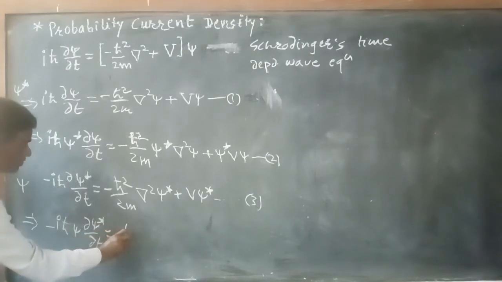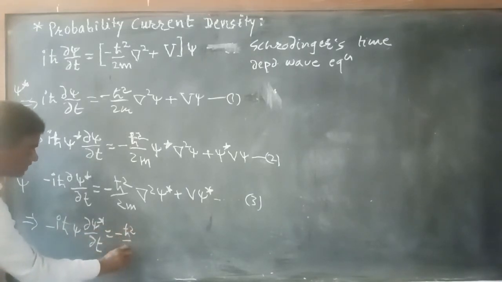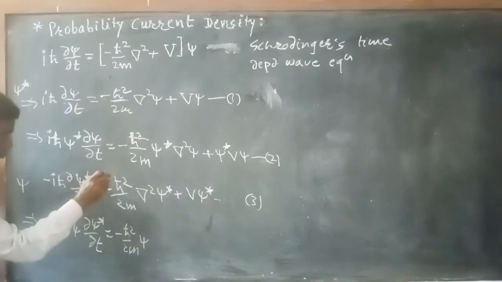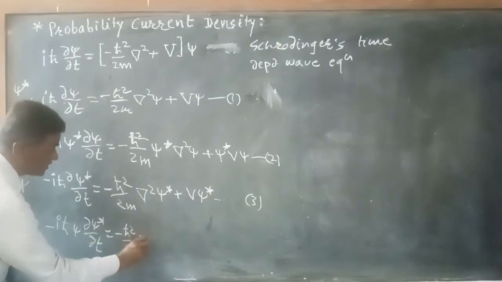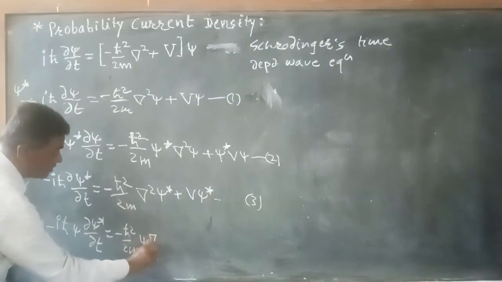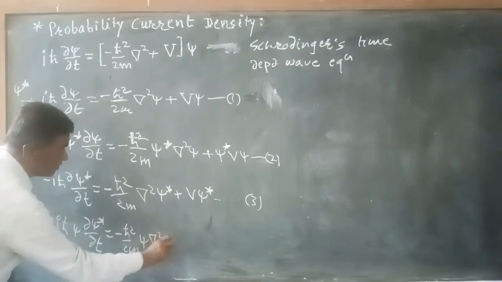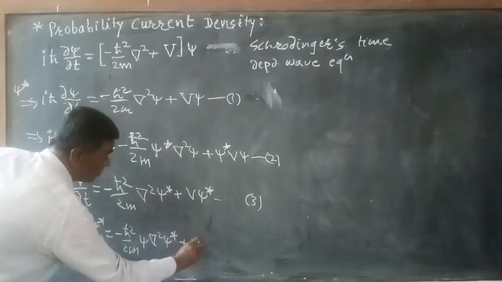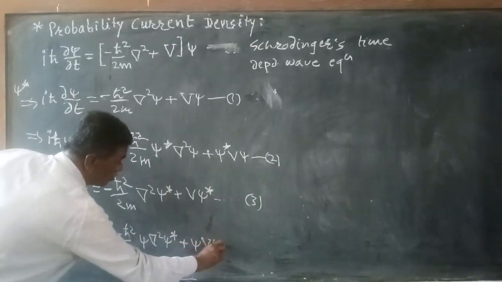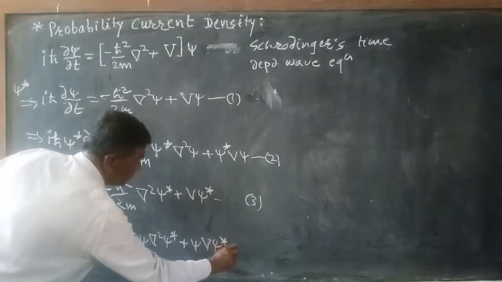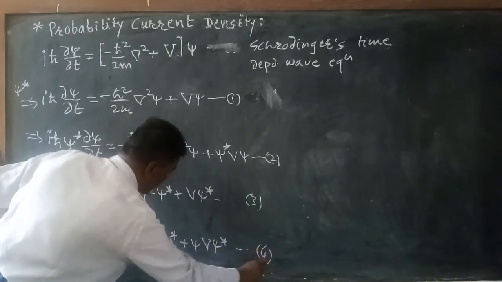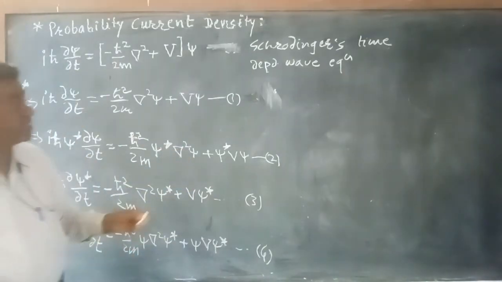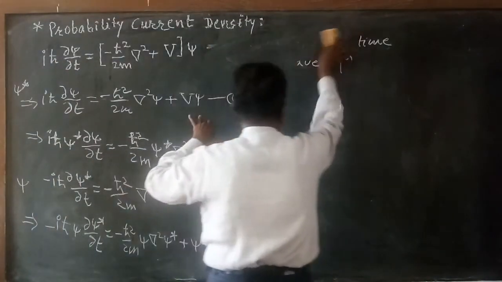minus h cross square, constant term take as it is, and here is nothing but psi. Multiplying this equation by psi to the left side, we are getting this equation: psi, then del square as it is psi star, plus again here psi V into psi star. So this is equation number 4. So what we are getting? The equation numbers 1, 2, 3, 4 by starting with Schrodinger's time dependent wave equation.